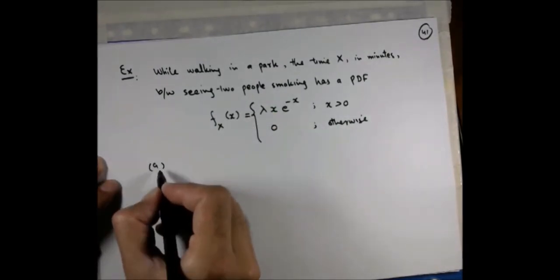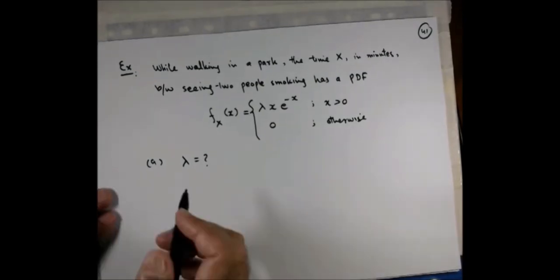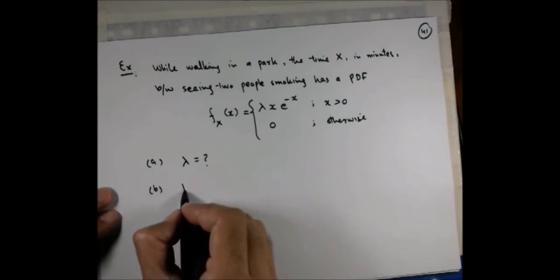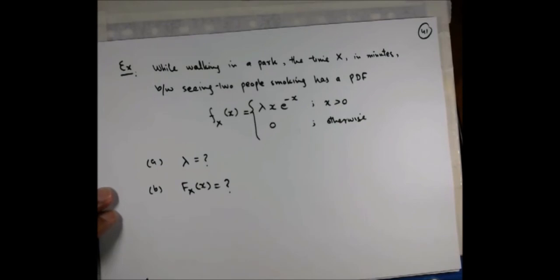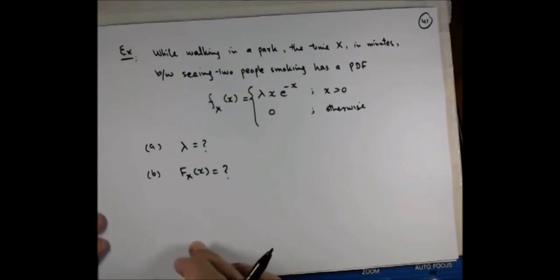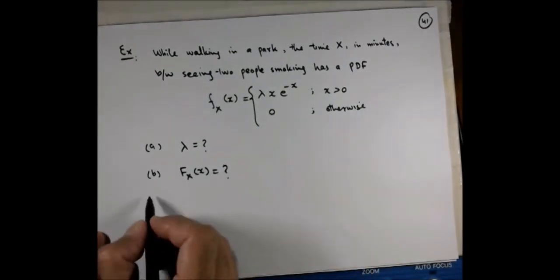We need to calculate first what is the value of lambda. Second, what is the CDF, cumulative distribution function, of the random variable x. Remember, this random variable x is now the time between seeing two people smoking.